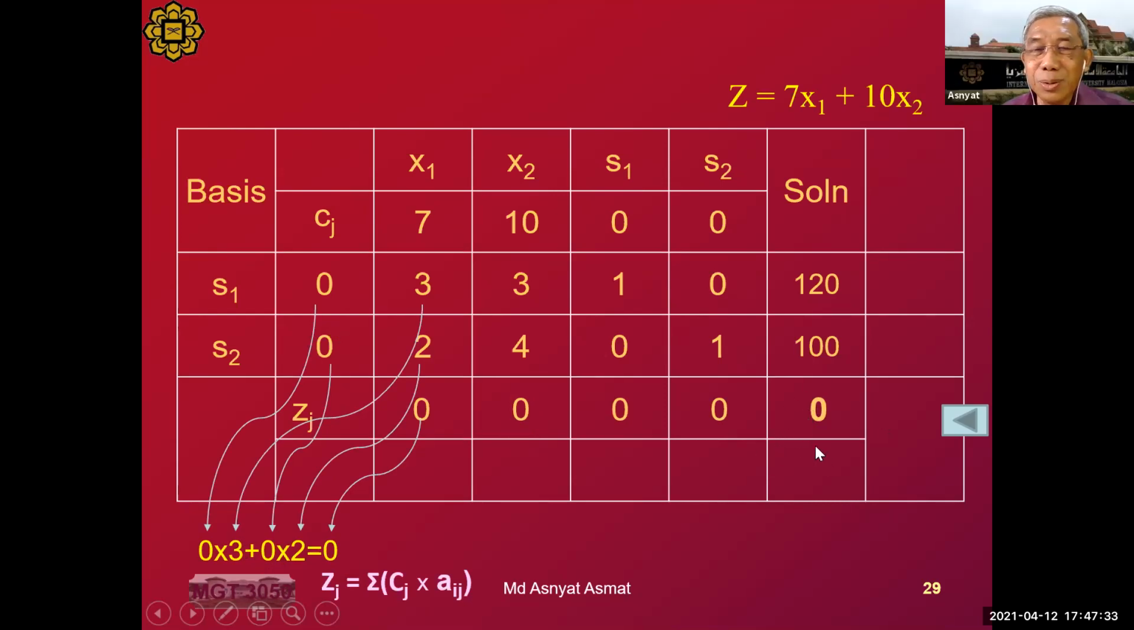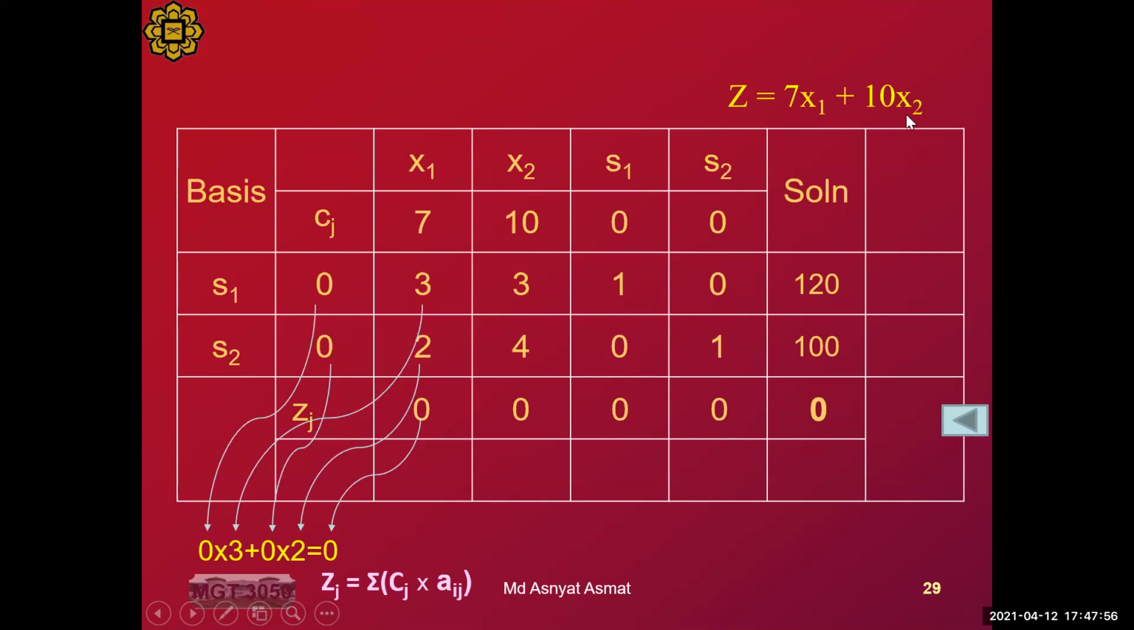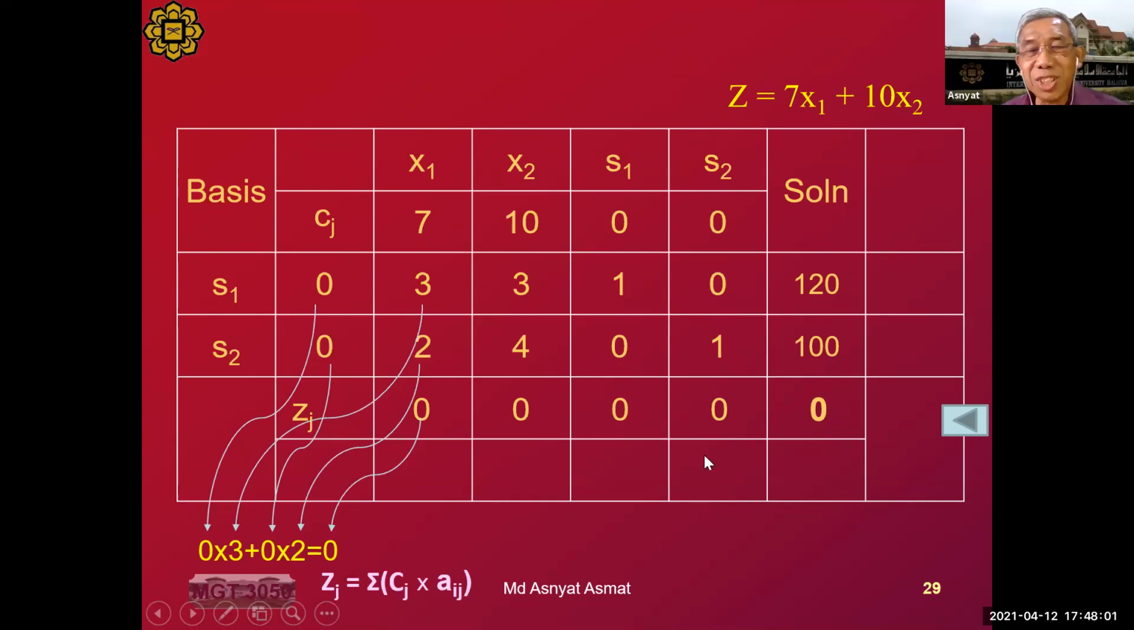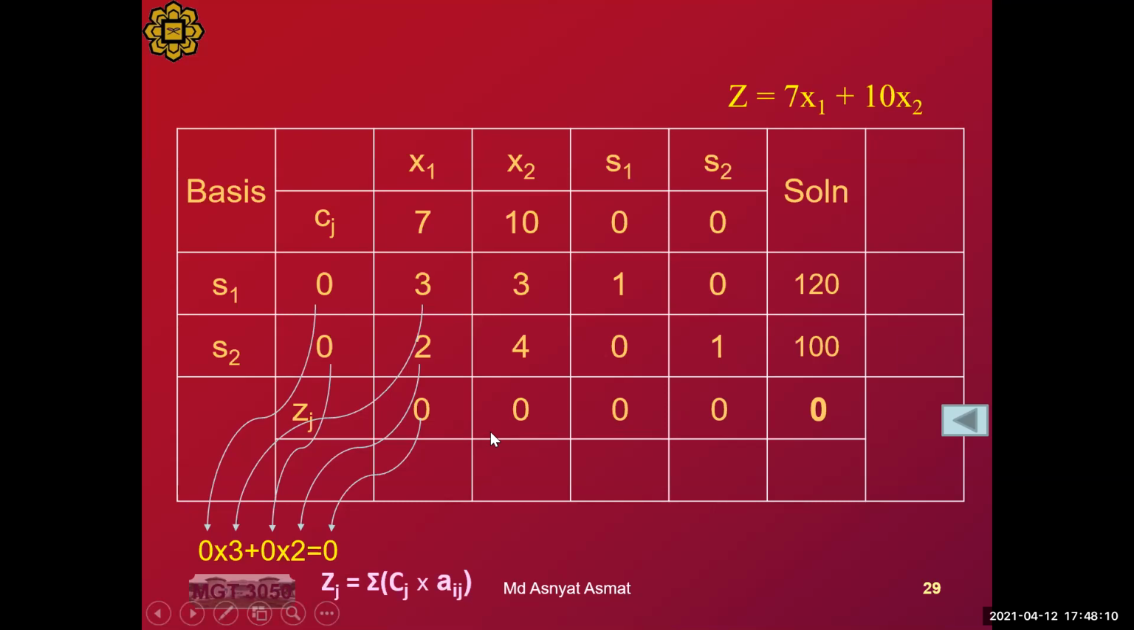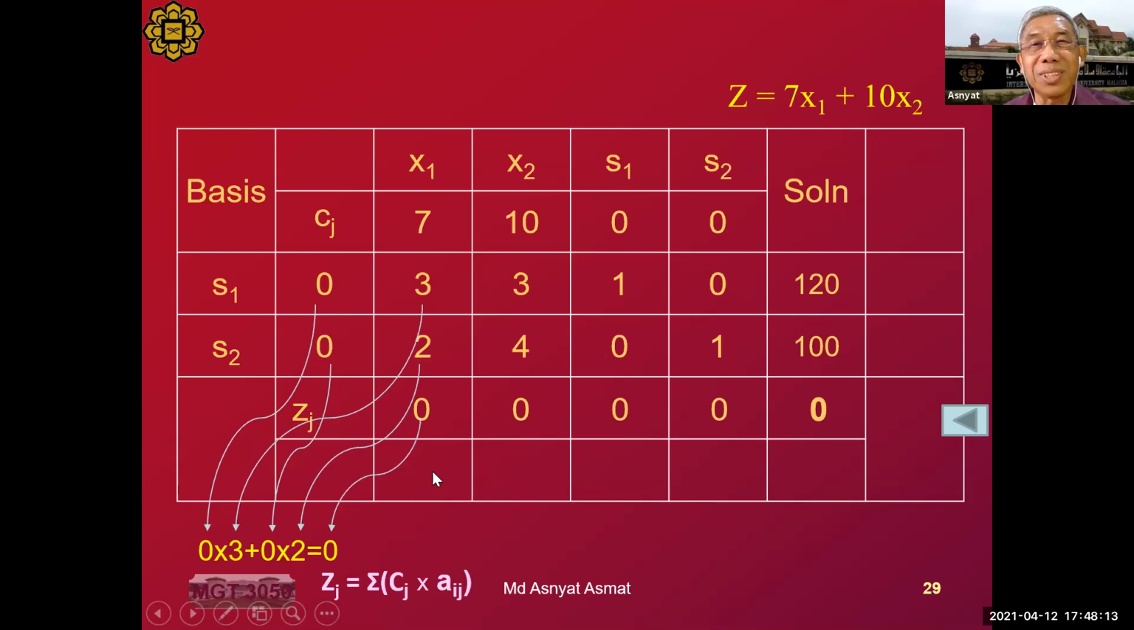Okay, what is this 0? Why did I put it in bold? This is the solution. That means the value of Z here, the solution, is 0. Why 0? Because X1 is 0 and X2 is 0. But is this the best solution? You produce nothing. Is it the best solution? No. Let's find out whether we can improve from here or not.